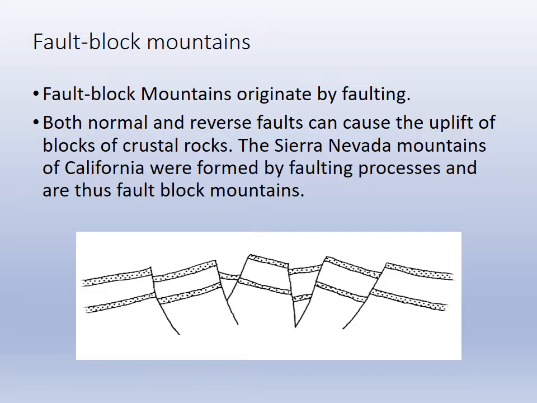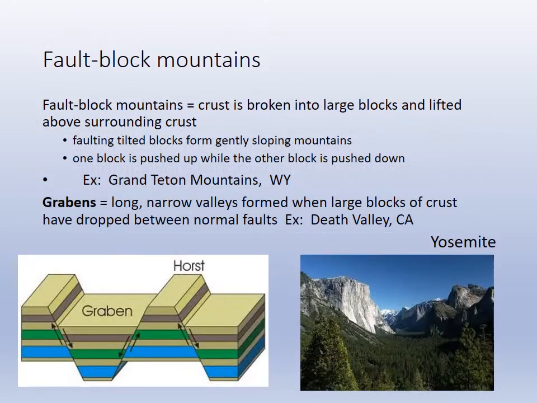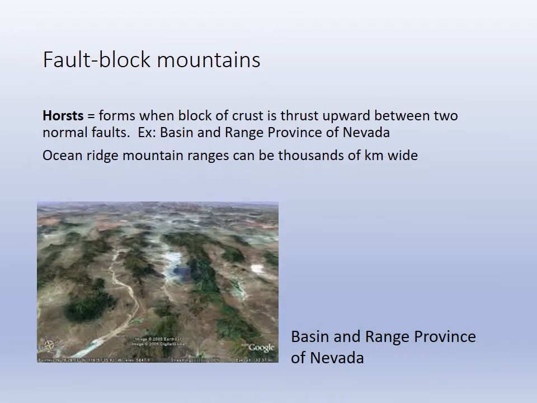When the compressional forces cause faulting, it's called a fault block mountain. In fault block mountains, the peaks are called horsts, and grabens are the valleys. Yosemite is an example of a fault block mountain. There are examples of some horsts in the image below in Nevada.